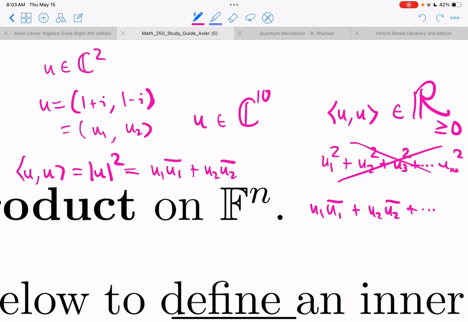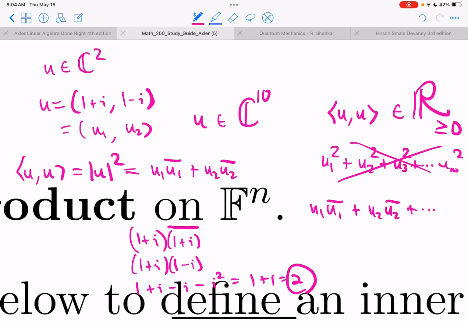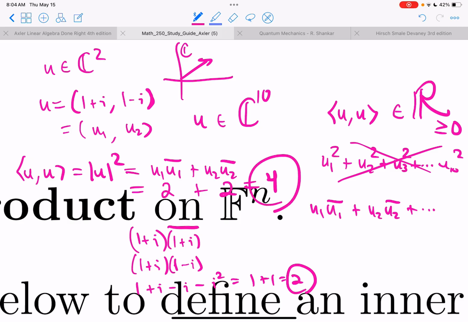And that will give me a real number, because in this case u1 is 1 plus i in my example. u1 bar is the conjugate of 1 plus i. But that's just going to be the squared length of this complex number. Maybe I'll just write this out. When we conjugate, we get that. And then we're going to just FOIL out. We get a plus i, we get a minus i, we get a minus i squared. But that's just 1 plus 1, which is 2. So that's the length squared of the vector 1 plus i in the complex numbers. It has a length of square root of 2, and length squared is 2. So that's going to give us a 2 plus a 2, which is 4. And 4 is a real number.